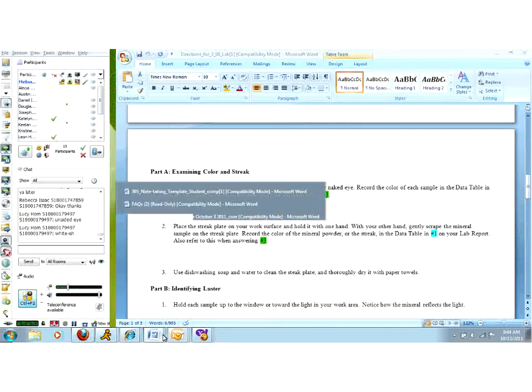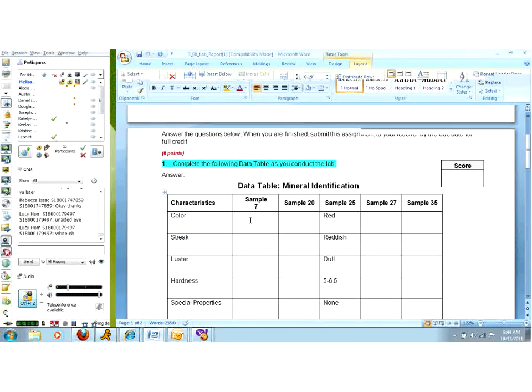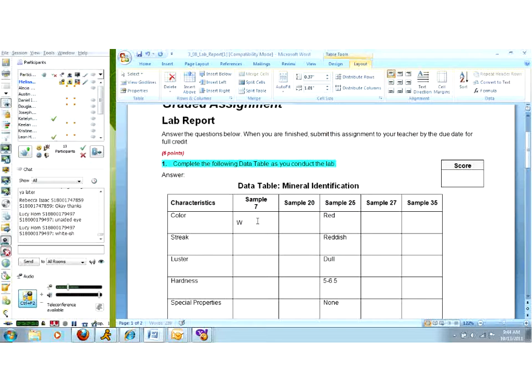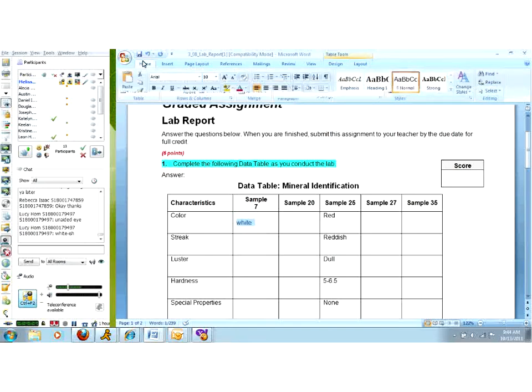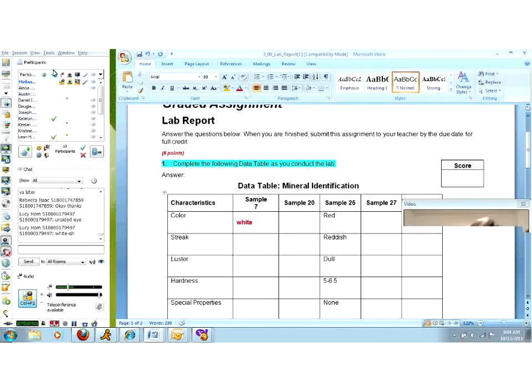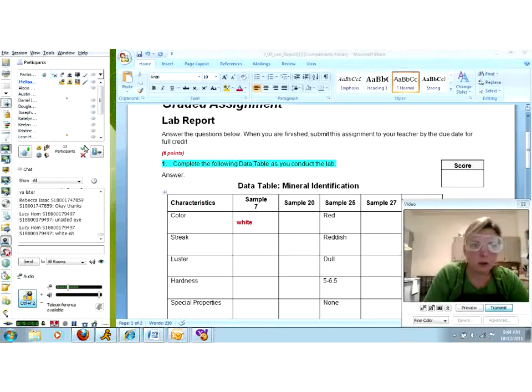And that's all we're going to do. We're going to go to our lab report, and we're going to type whitish. That's fine. Or you can just put white. Okay? I'm going to make my answers a different color. That way you guys recognize what you're supposed to be typing. All right, so go ahead, type white on your lab report. Once you have that typed, put up a green check.